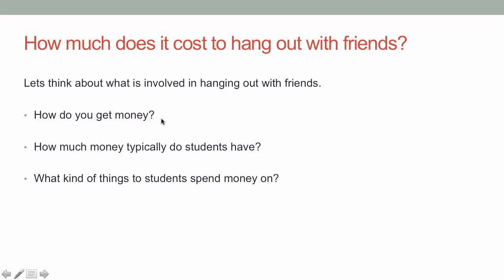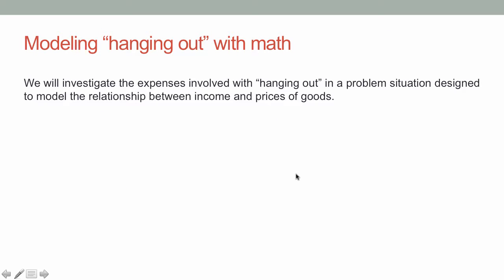How do you get your money? How much money typically do students have? What kind of things do students like to spend money on? These are questions that are hopefully pretty relevant to you, right? We all like to get more money, but we always like to spend it as well. And this is where we start thinking about how to be smart with our money. We're going to investigate the expenses involved in hanging out in a problem situation designed to model the relationship between income and prices of goods.